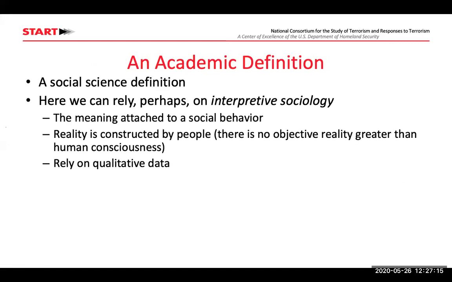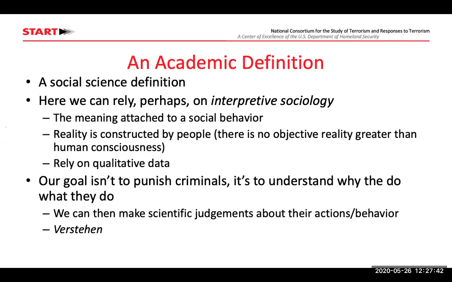So as far as an academic definition, what I'm really looking for here is a social science definition. So we can rely a bit on something that's called interpretive sociology, right? How do we interpret society? What are the meanings attached to social behavior? And like I said much earlier, reality is constructed by people, groups of people specifically. There's no objective reality that's greater than our joint human consciousness. And it relies largely on qualitative and quantitative data.